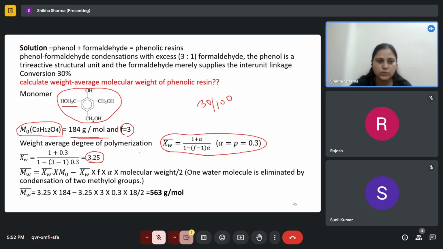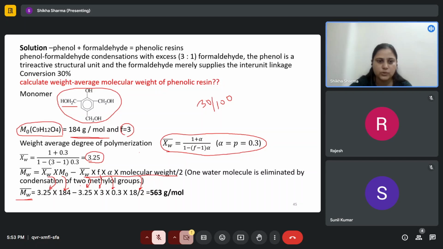Now we need to calculate the weight average molecular weight. It is the weight average degree of polymerization, 3.25, multiplied by the monomer molecular weight, 184, minus the water lost. Why are we subtracting? Because one molecule of water is eliminated due to the condensation, right? So we take the weight average degree of polymerization 3.25 multiplied by functionality 3, multiplied by the extent of the reaction 0.3, and the molecular weight of water, 18, divided by 2. We are calculating the weight average molecular weight of the phenolic resin which is formed.